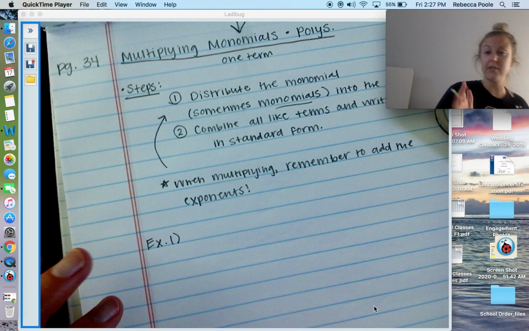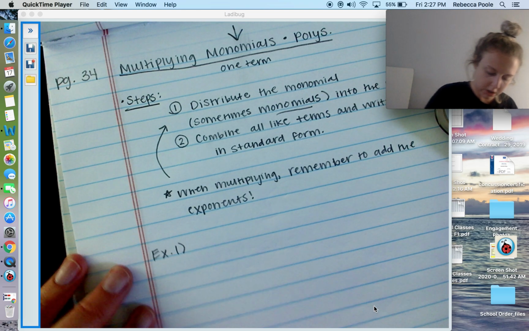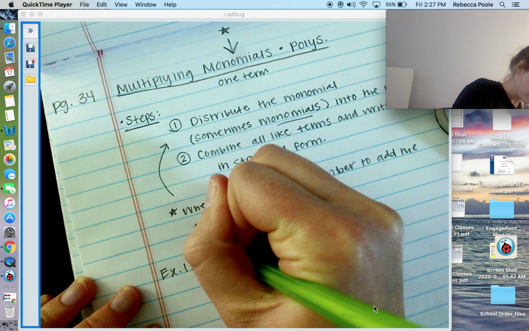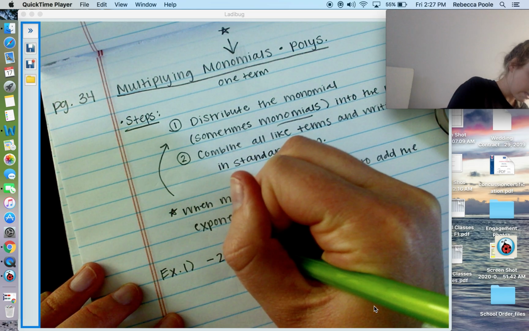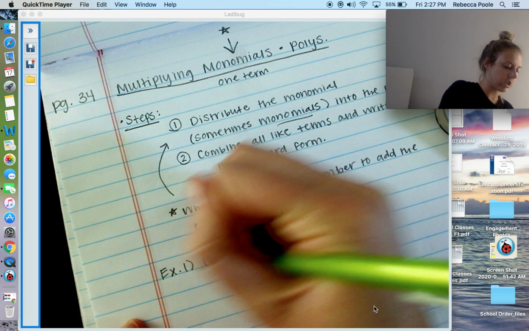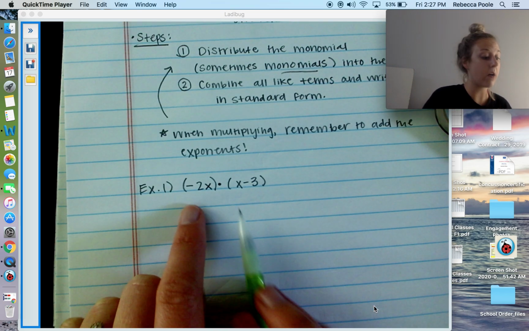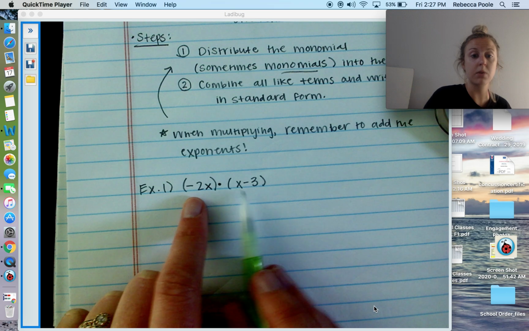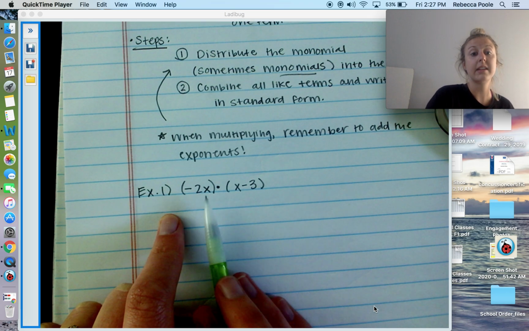So let's go ahead and do examples. I'll do like 5 or 6, just make sure everybody's okay. So let's do negative 2x times x minus 3. And I'm actually going to write it like this so you guys can get used to this. So do you guys see how I'm multiplying two polynomials? But this first one is a monomial. Does everybody see that? That's very important.